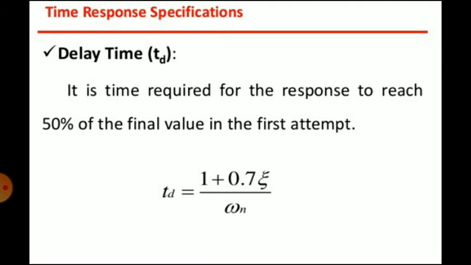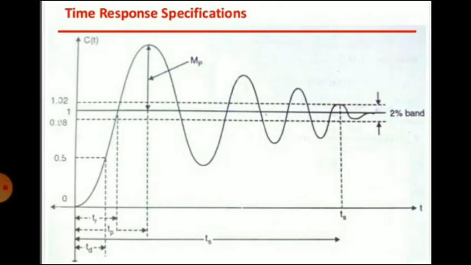TD is the time required for the response to reach 50% of the final value in the first attempt. It is given by TD equal to (1 plus 0.7 zeta) upon omega n. After finding out the values of zeta and omega n, you can find out the delay time TD. Here you can see the TD at the bottom, that is the value of TD.